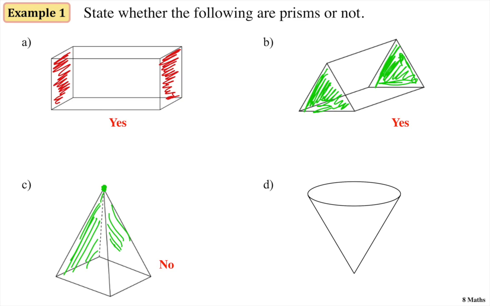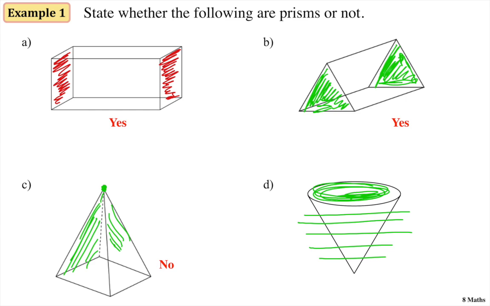And the same for part D. I've got a circle on the top. I can't take slices all the way through and have all the circles the same size. So that's not a prism either. So we won't be worrying too much about questions like C and D. We'll deal with those in years 9 and 10.